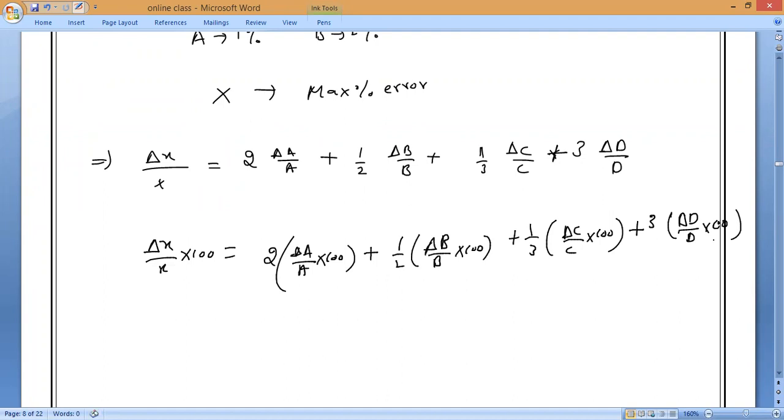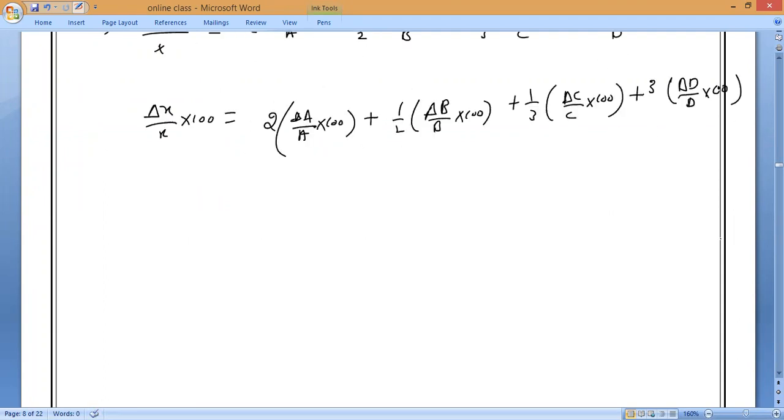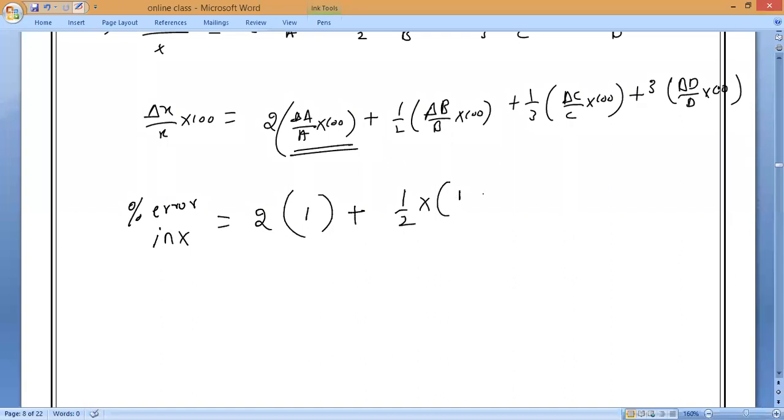How much percentage have they given? A value, percentage error, how much? Percentage error in X is equal to 2 into, how much value? A value, fast, 1 plus 1%. B value, 1 by 2 into how much? 2, plus this value, 1 by 3 into how much value?